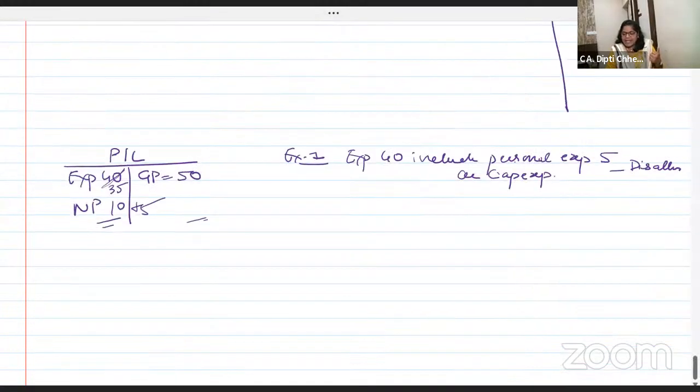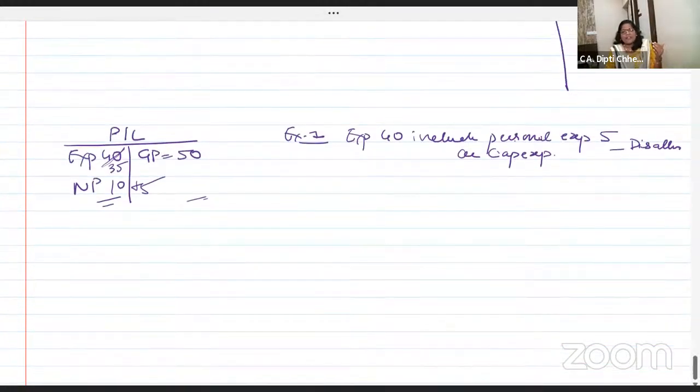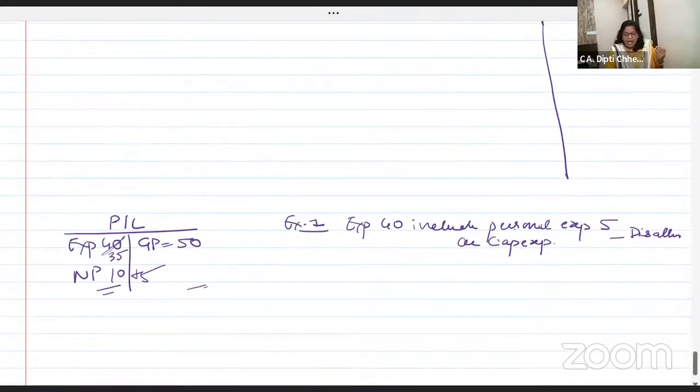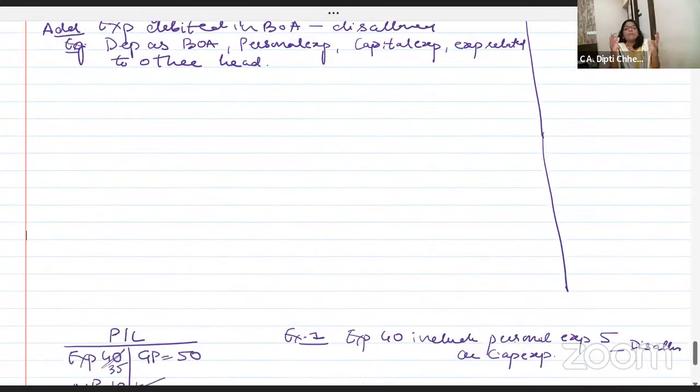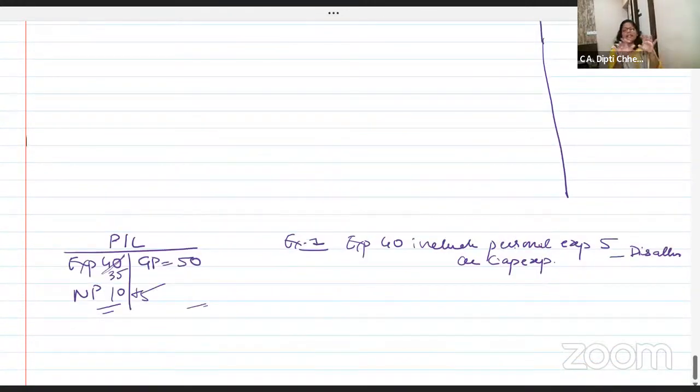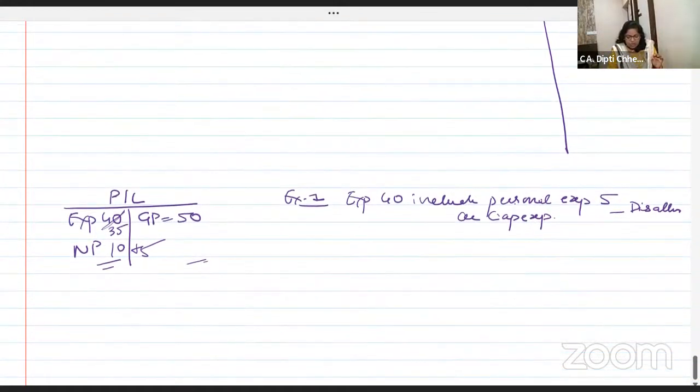So always, like, how do you start house property, dear students? GAV less municipal taxes, NAV, है ना? So वैसे ही, how will you start the business head problems? Already through books of accounts, P&L account is prepared, which is showing a net profit of 10 rupees. GP 50, expenses 40 and net profit 10.